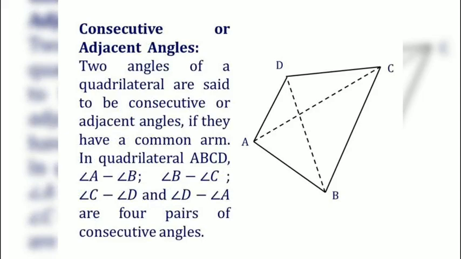Then consecutive or adjacent angles. Two angles of a quadrilateral are said to be consecutive or adjacent angles if they have a common arm. In quadrilateral ABCD, angle A and angle B, angle B and angle C, angle C and angle D, and angle D and angle A are four pairs of consecutive angles.